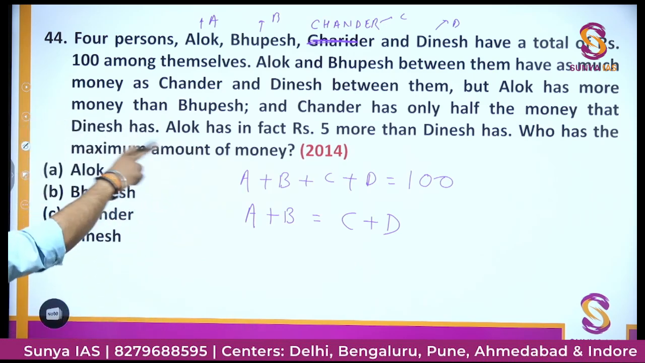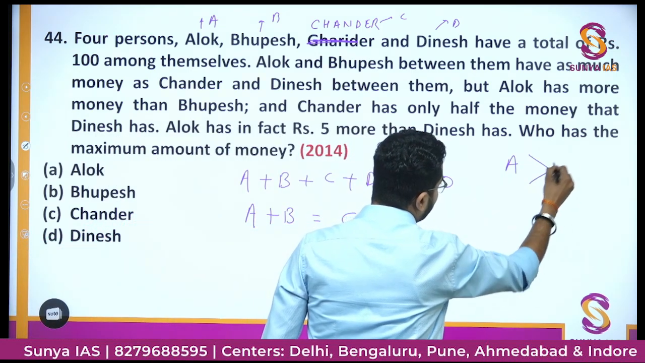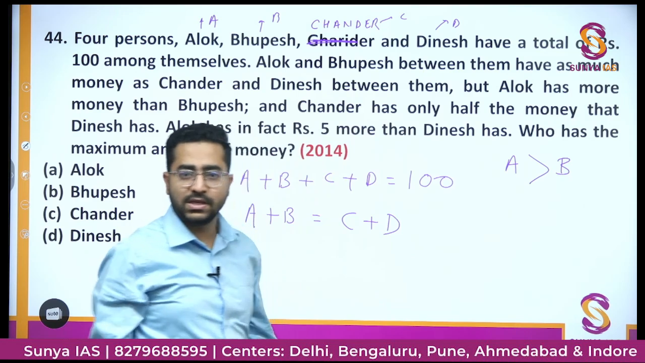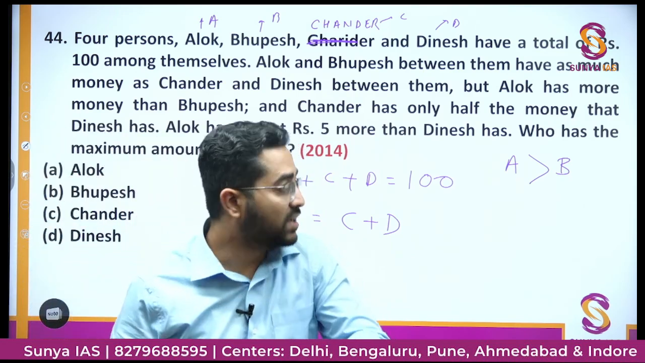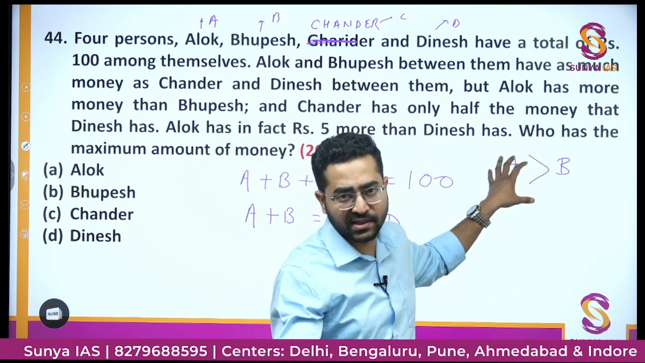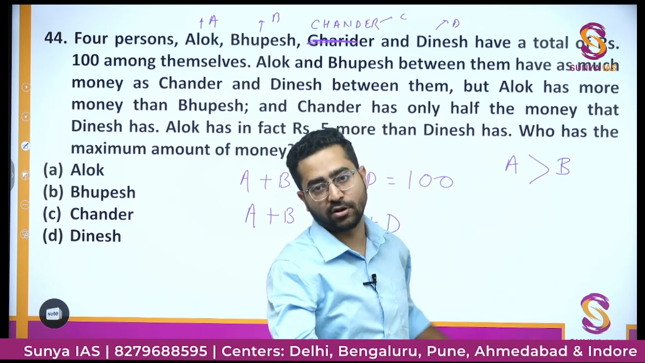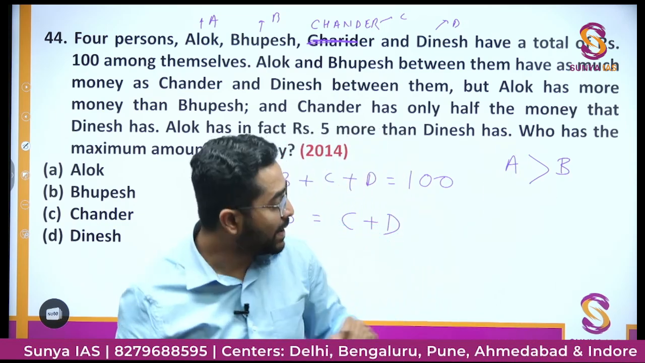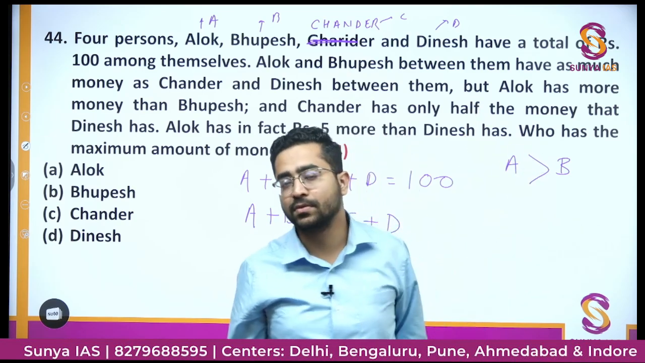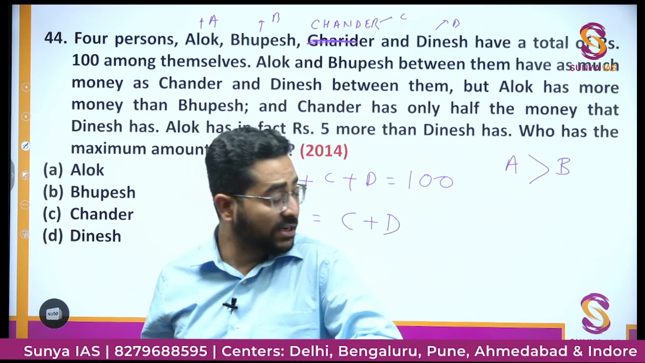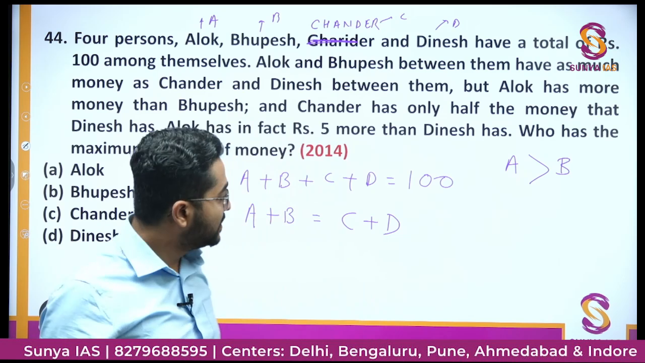But Alok has more money than Bhupesh. That is, Alok is greater than Bhupesh in terms of money, right? This greater than is smaller than. I have told you that once you choose the sign of greater than or smaller than, then you will write all the statements with the same sign format. Okay, now I have used greater than here, so whichever statement I use, I will use this same sign in it. This was just one concept. So Alok's money is greater than Bhupesh.